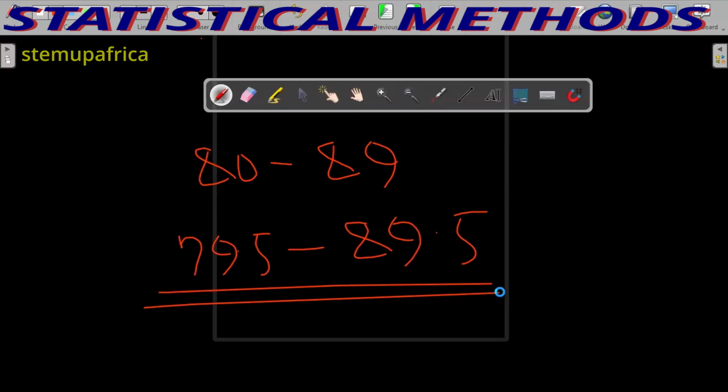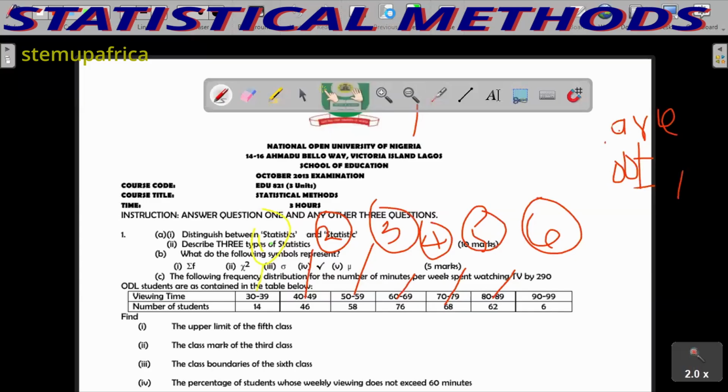I believe it's understood. Let's go back to the question. Question Roman figure 5 says, find the percentage of students whose weekly viewing does not exceed 60 minutes. So how many students view from 30 minutes to 60 minutes? 30 to 39 is within 60 minutes, 40 to 49 is within 60 minutes, 50 to 59 is within 60 minutes, but 60 to 69 has gone beyond 60 minutes.